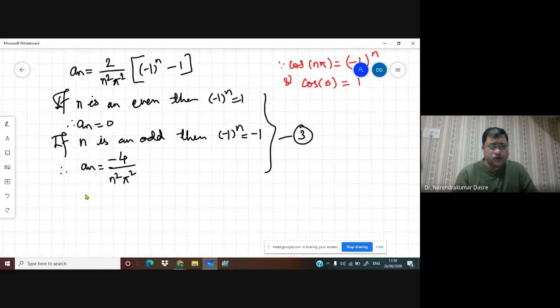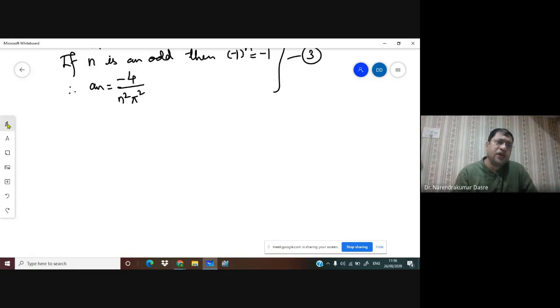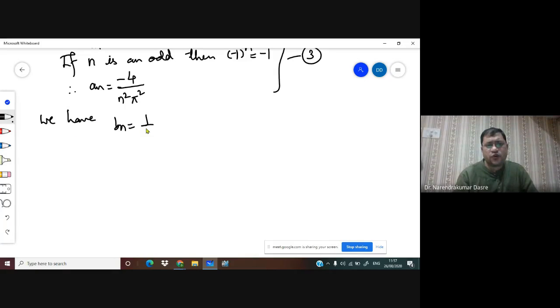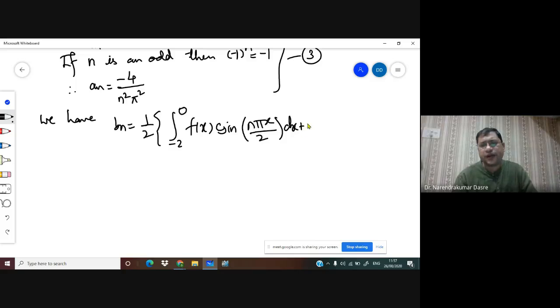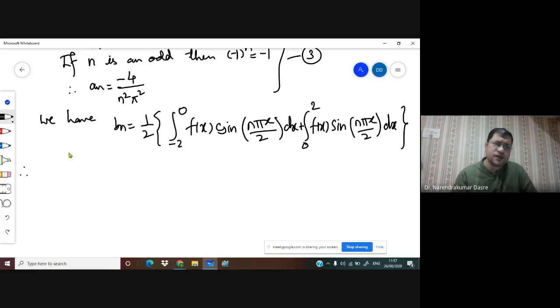Now we have to evaluate what happens to Pn. Okay, so we have Pn is equal to 1 by 2, and we can split this into two parts now. So we'll have the integral from minus 2 to 0 of f of x sine of n pi x by 2 dx, plus the integral from 0 to 2 of f of x sine of n pi x by 2 dx. Okay, let us write the value of this function f of x.